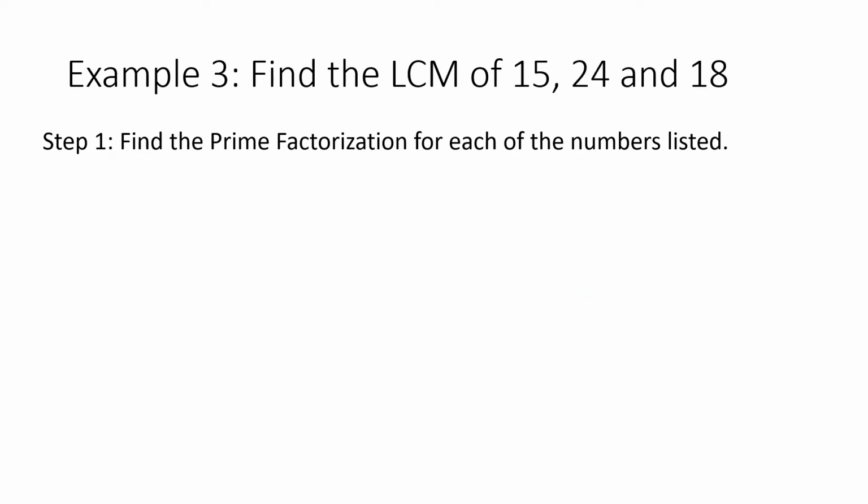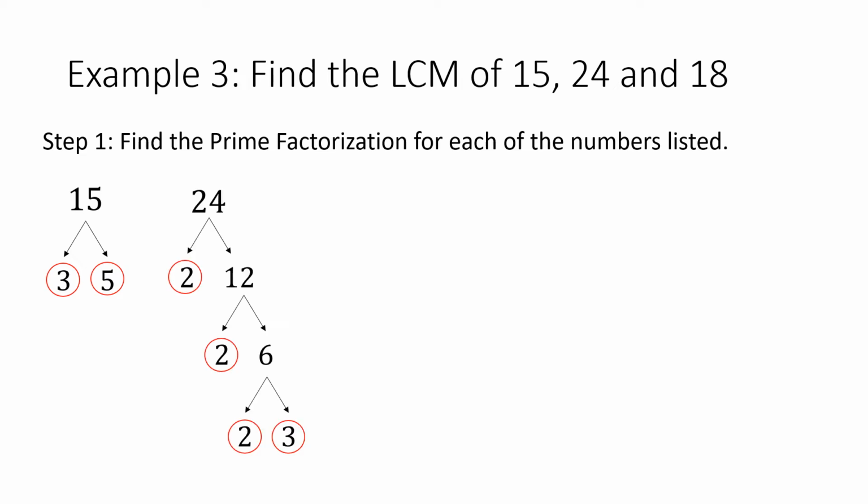Okay, let's look at example 3. Let's find the LCM of 15, 24, and 18. The process is going to be the same even if you have more than two numbers. And so you're still going to find the prime factorization for each of the numbers listed. And so I already did this for 15, 24, and 18. And I've circled the prime numbers in red for each of the numbers. And once again, these are the crucial numbers for my method to find the LCM.